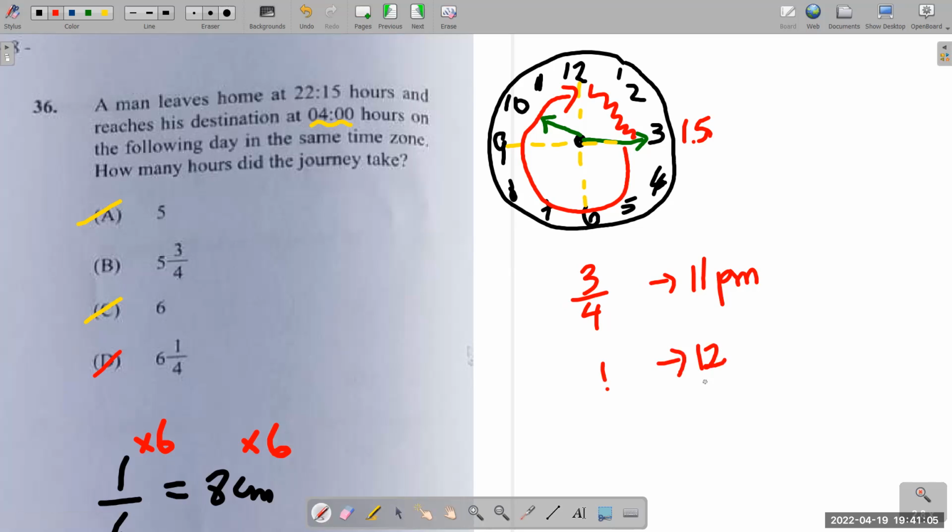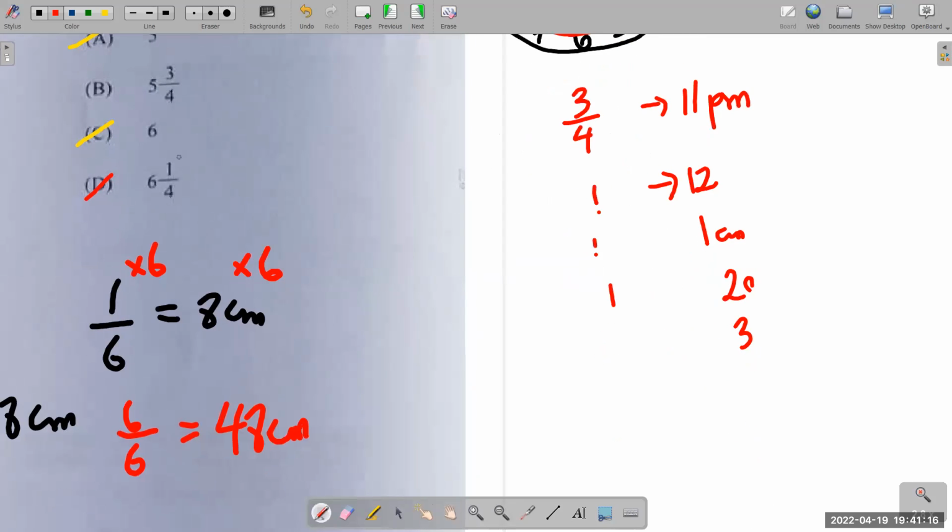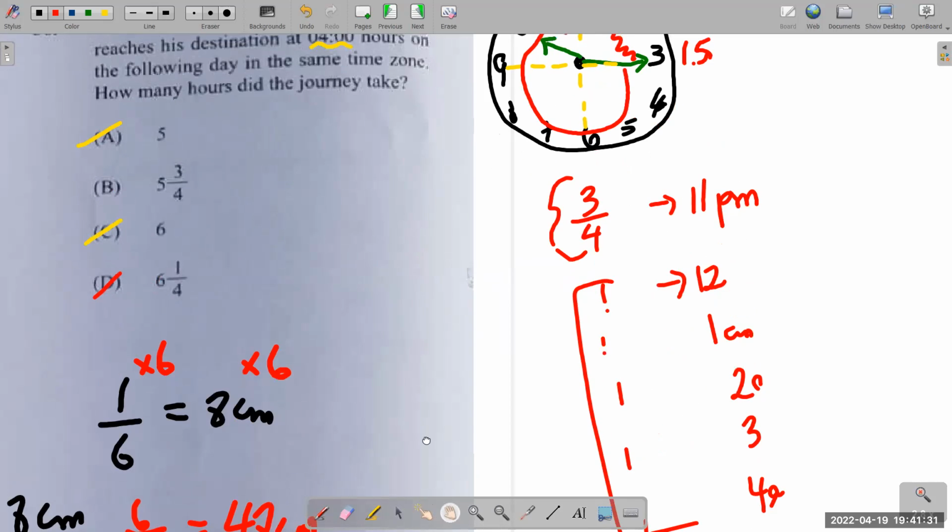And then 12 p.m. is 1 hour. 1 a.m., that's another hour. 2 a.m. is another hour. 3 a.m. Y'all following me? These are the things you cannot make mistakes with. So that's another hour, and 4 a.m., that's another hour. So that's 1, 2, 3, 4, 5. But you cannot forget the other 3/4 to make up for the extra hour.